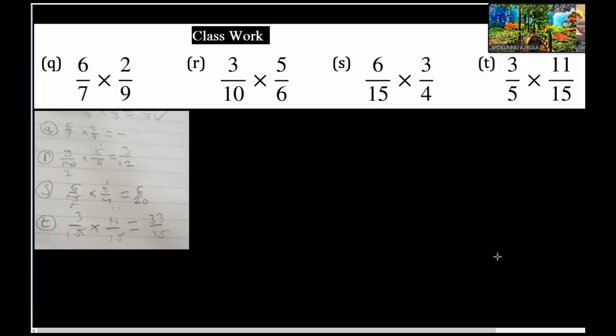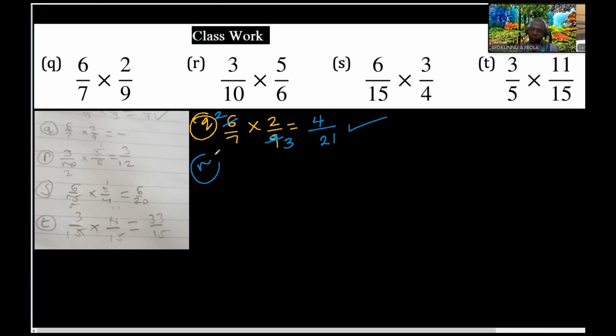All right, so let's look at this together. The first one says 6 over 7 times 2 over 9. 2 and 7 can't divide. 2 can't divide anything at the bottom, but 3 can divide something at the top and bottom. 3 here is 2, and 3 here is 3, okay? So then we have 2 times 2 at the top, which gives me 4. And 7 times 3 gives me 21. So this is the lowest term, okay?